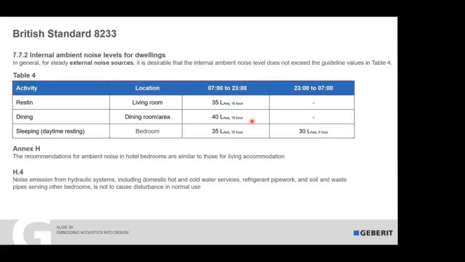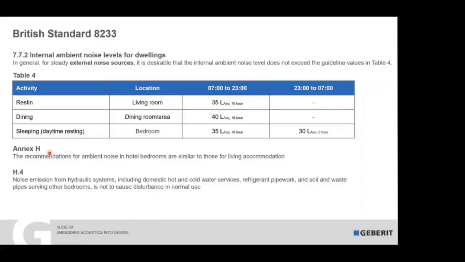As you are referring to this standard, you see we have defined levels for different times: from 7 to 11 o'clock and 11 to 7 o'clock in the morning. And you see already the values are between 35 and 40. So I would say on average, by international standards, this is rather high. But here you see, for steady external noise sources, it is desirable that the internal ambient noise level does not exceed the guidelines from Table 4, and this is this table. So this is, as you see, mostly for external noise.